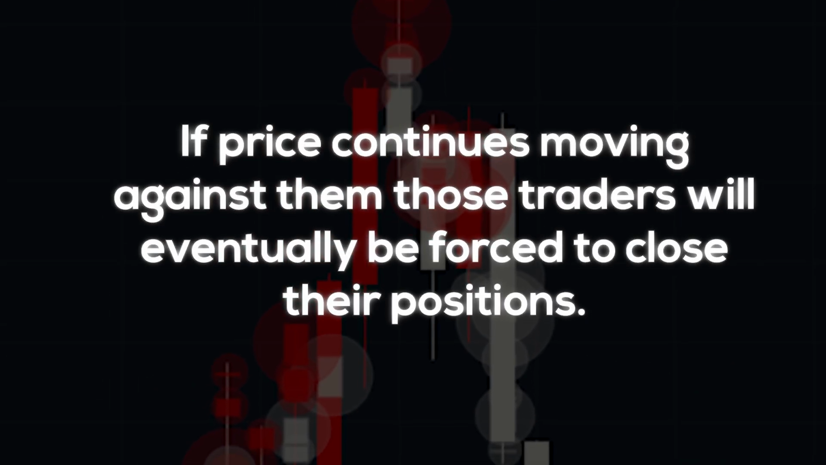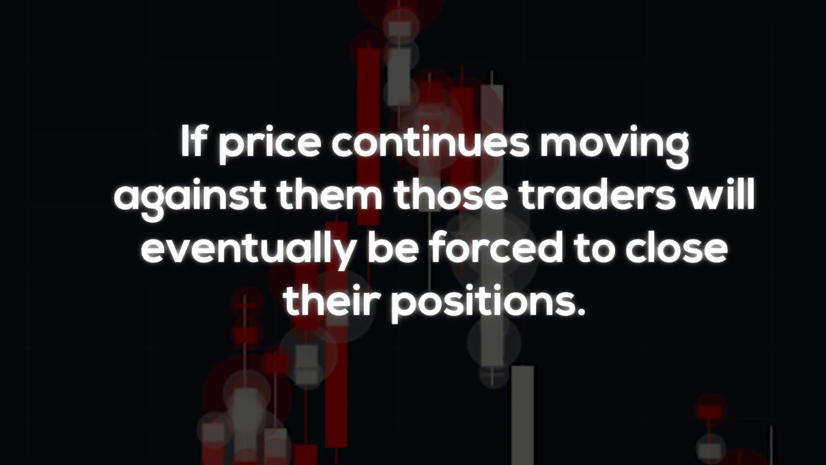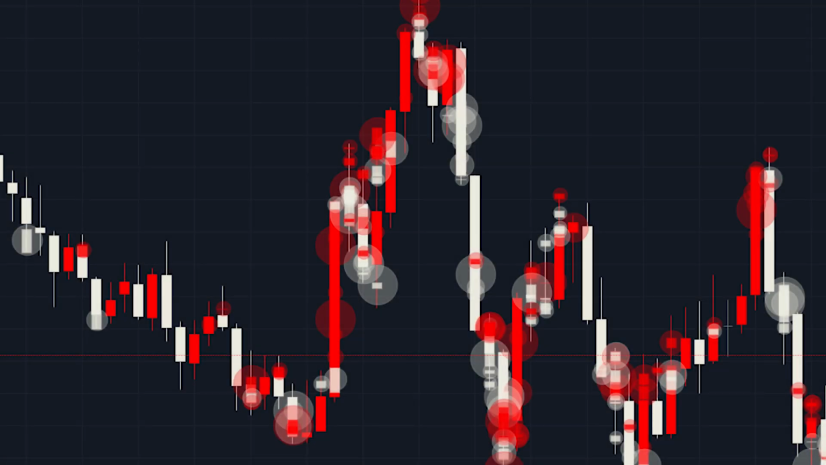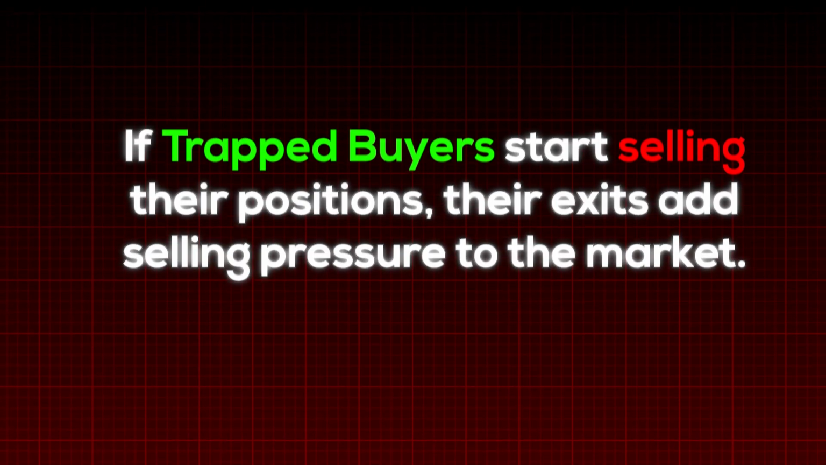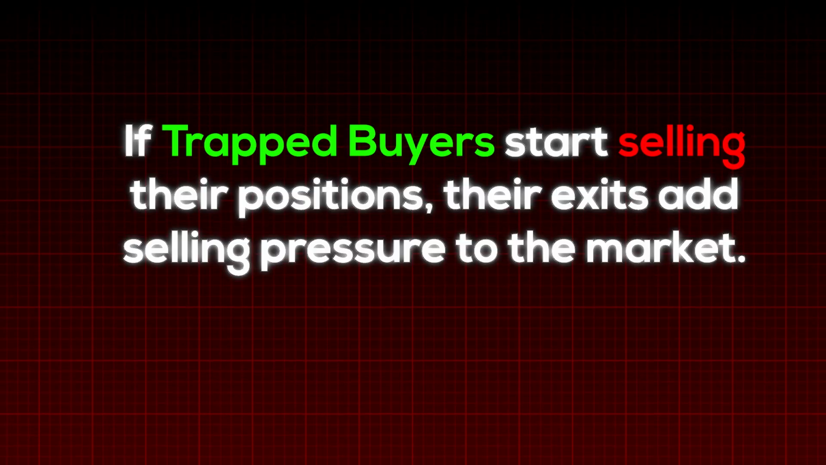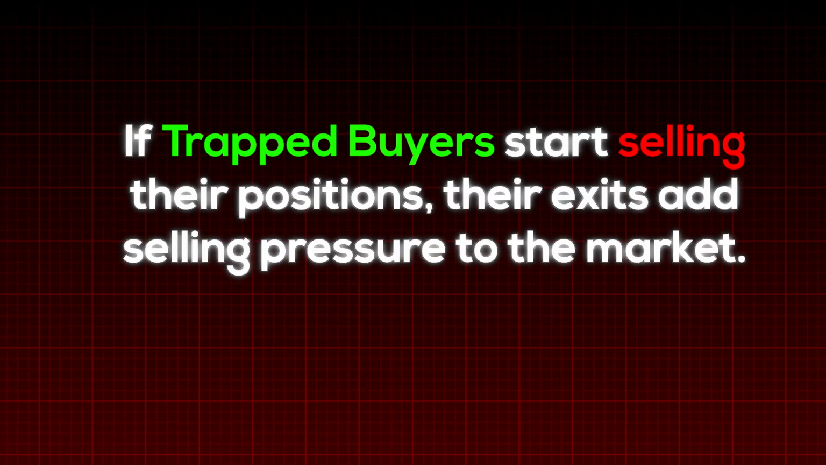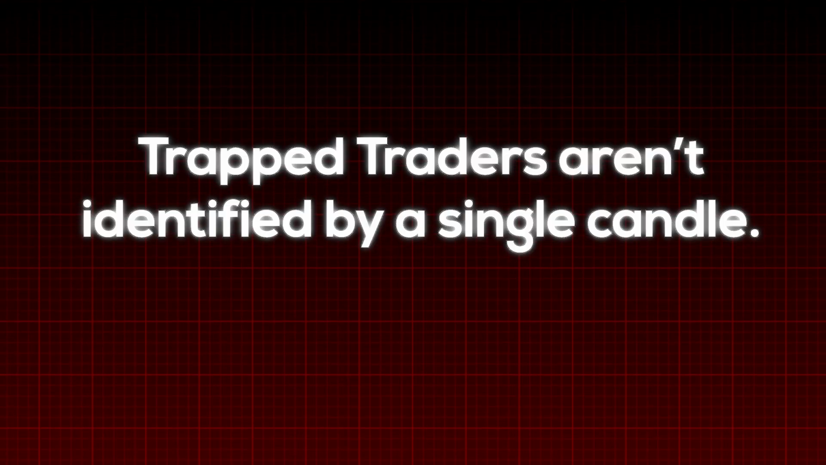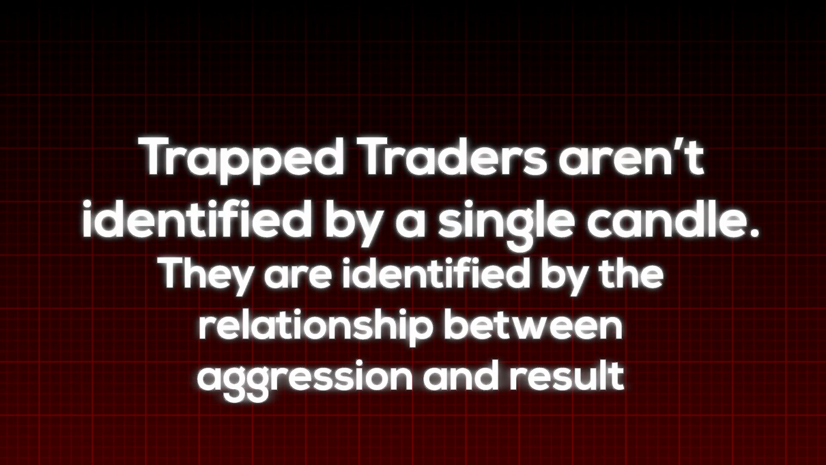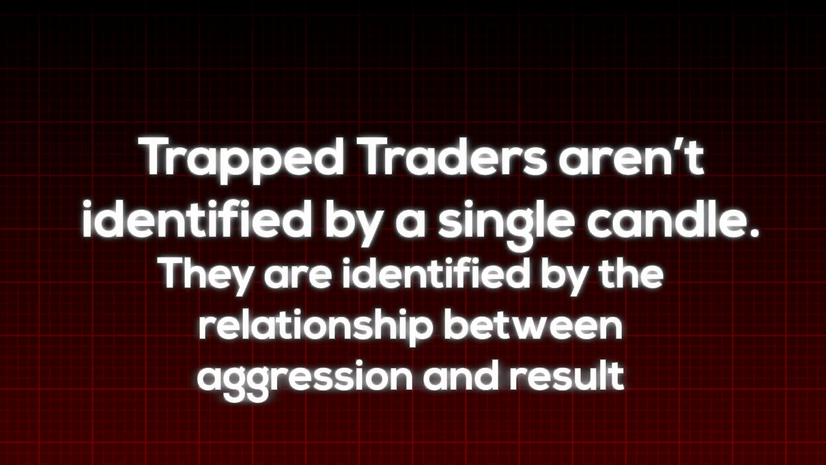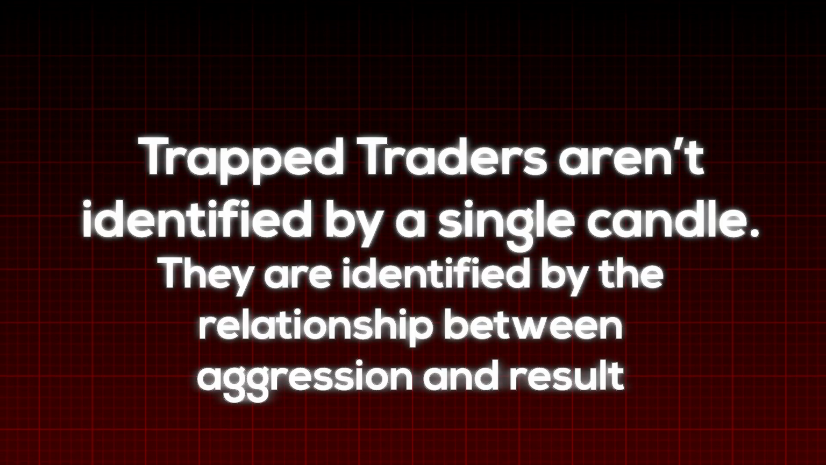If price continues moving against them, those traders will eventually be forced to exit their positions. And when trapped traders close their trades, they create additional momentum in the opposite direction. For example, if trapped buyers start selling to exit their positions, their exits add selling pressure to the market. This is why trapped traders can accelerate reversals. But remember, trapped traders are not identified by a single candle. They are identified by the relationship between aggression and result. When aggressive participation fails to produce continuation, someone in the market is likely trapped.